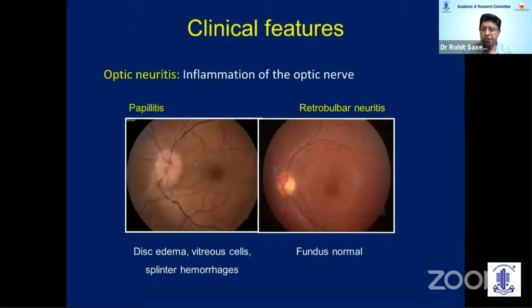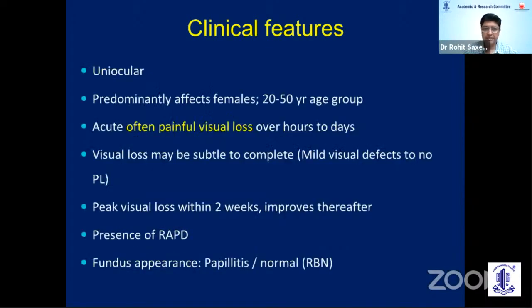Optic neuritis is essentially inflammation of the optic nerve and could present as papillitis, where there is disc edema, a few vitreous cells, some splinter hemorrhages. The edema is mild to moderate. It's not very severe like papilledema, or it could also be not there and the nerve could get involved in the retrobulbar part, as in retrobulbar neuritis.